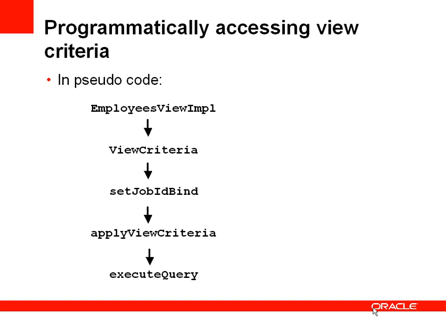So in a little bit more detail, for the employees view object, we'll look at the employees view impl file, and in there we'll get a handle to an object called the view criteria. We can then expose getters and setters for the bind variables that we define at design time. So for example, if we define a job ID bind variable, we'll automatically get a set job ID bind method. Once we've got a handle to the view criteria, we've set the bind variable, we'll then apply that view criteria and then we'll call a method to execute the query on that view criteria as well. So let's look at this in a demonstration.